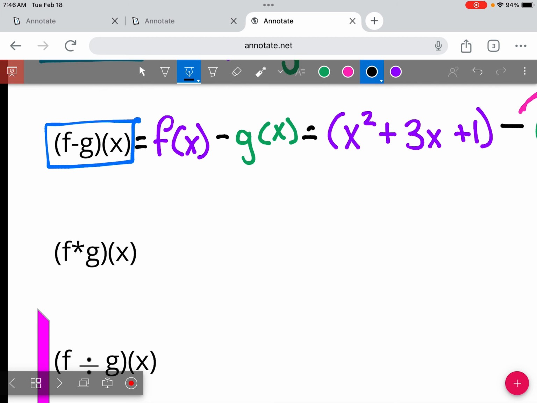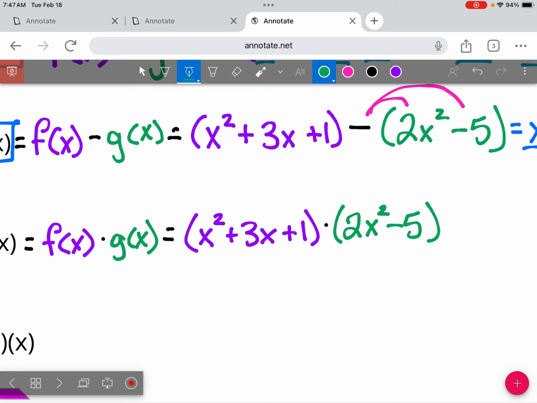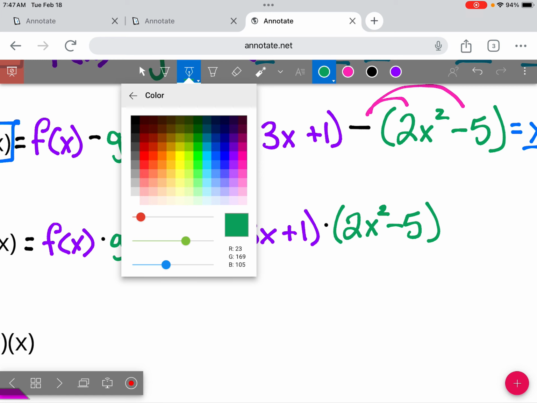All right, our next one, very similar vibe. We've got f times g. So this is when we take our f of x, and we're going to multiply it against our g of x. This one's going to be a little bit icky, but we can do this. We're going to take our x squared plus 3x plus 1, and we're going to multiply our 2x squared minus 5. This is when we're going to multiply things out. So I'm going to do the full set with the distribution and all that jazz.